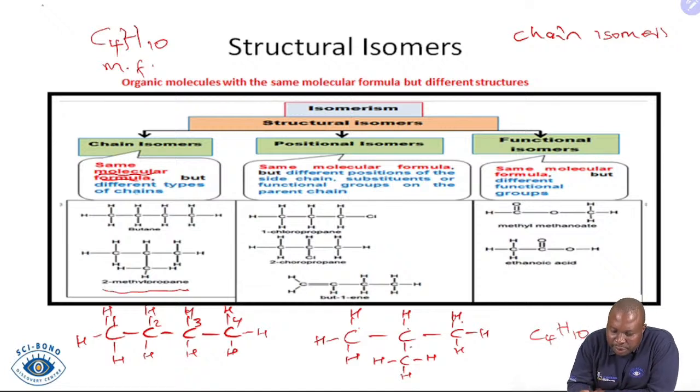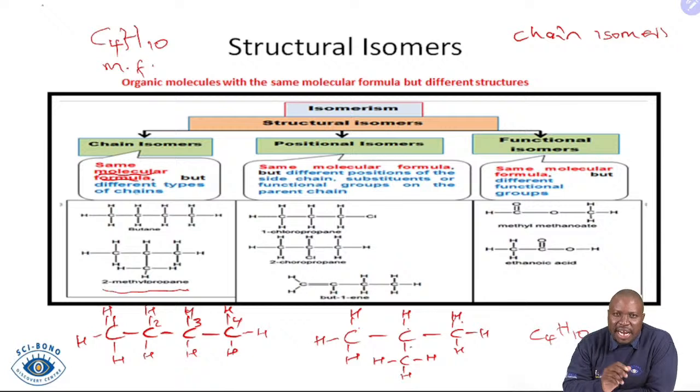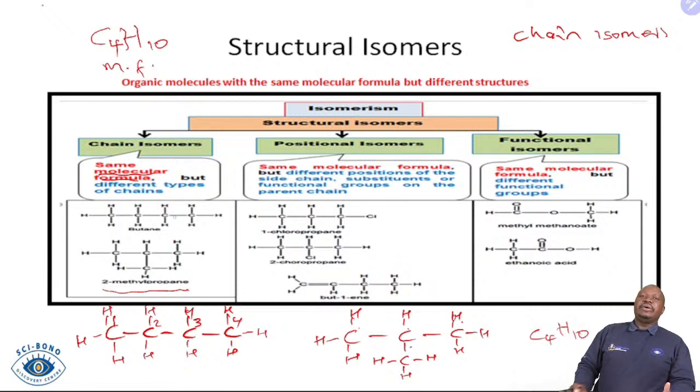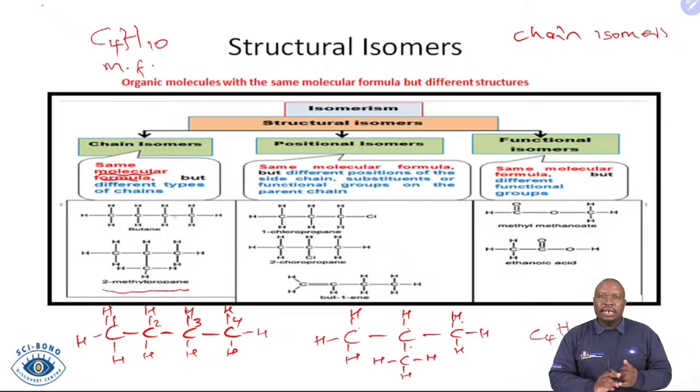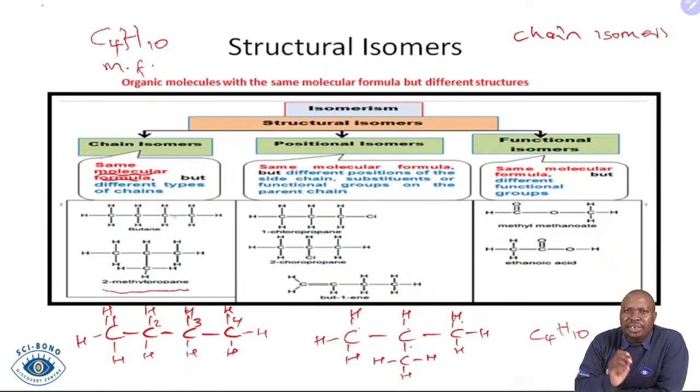If they have the same molecular formula, then you look at what is different. What is different is the chains. I said we have 2 types of chains, branched or straight. So you can tell that chain isomers have the same molecular formula but different types of chains. The one is branched, the other is unbranched, but the molecular formula remains the same. Remember, we have chain isomers and positional isomers. Now, when it comes to positional isomers, we can use, for example, haloalkanes.